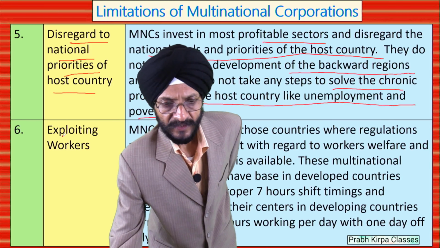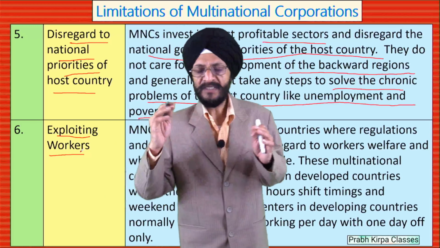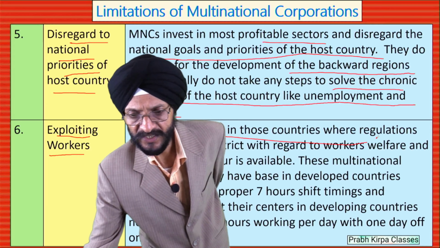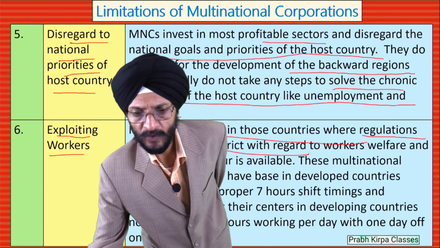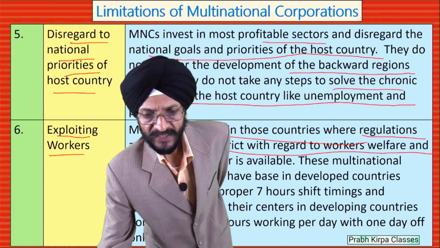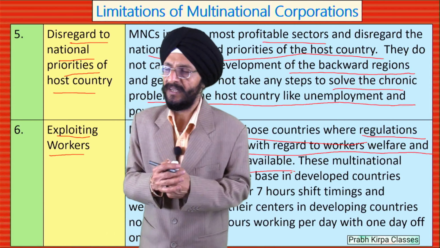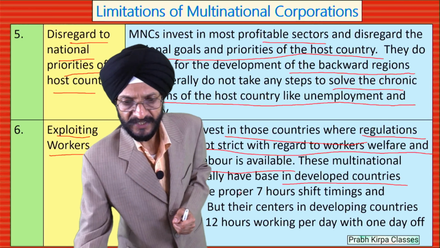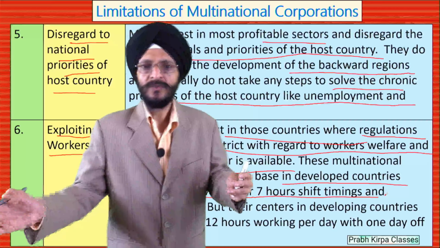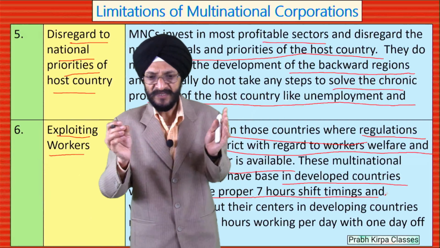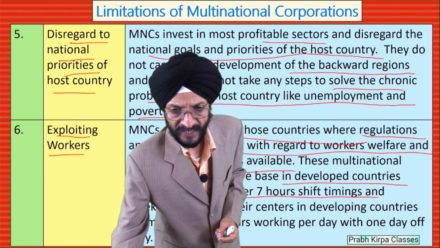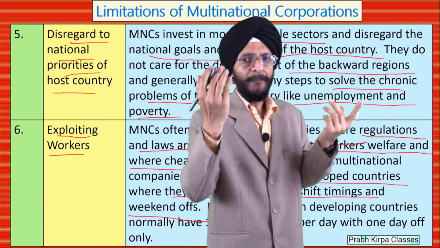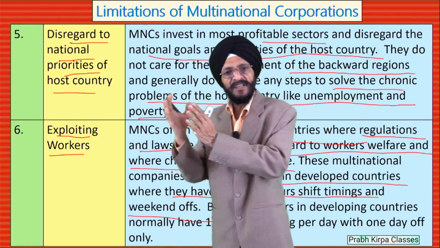Next point, on which ground MNCs are criticized, is exploitation of workers. MNCs often invest in those countries where regulations and laws are not strict with regard to worker welfare and where cheap labor is available. These multinational companies usually have their base in developed countries where they have proper office timings or work timings, that is 7 hours shift timings and weekend off. It means that there may be holiday in the main countries, developed countries, Saturday, Sunday off.